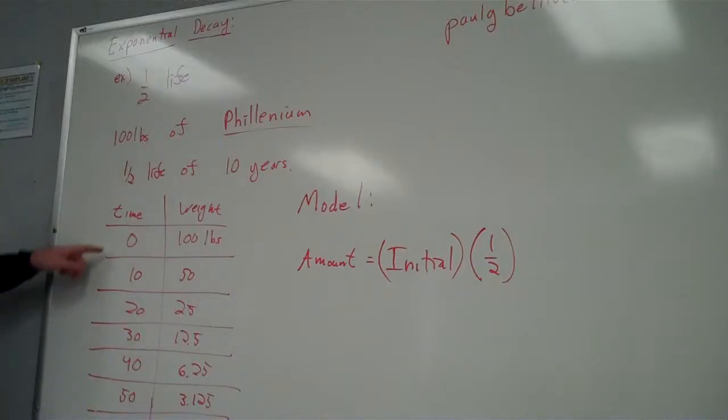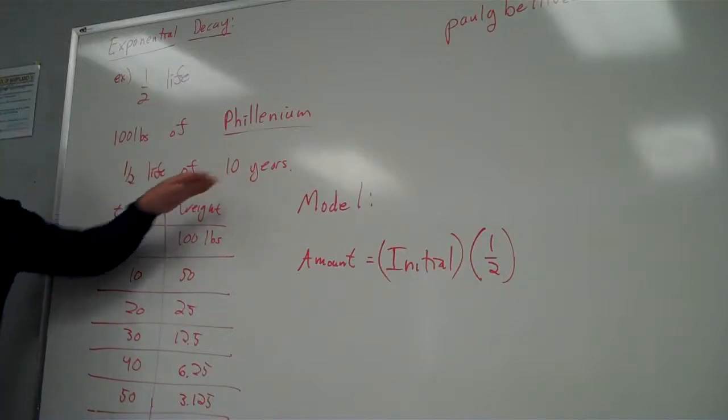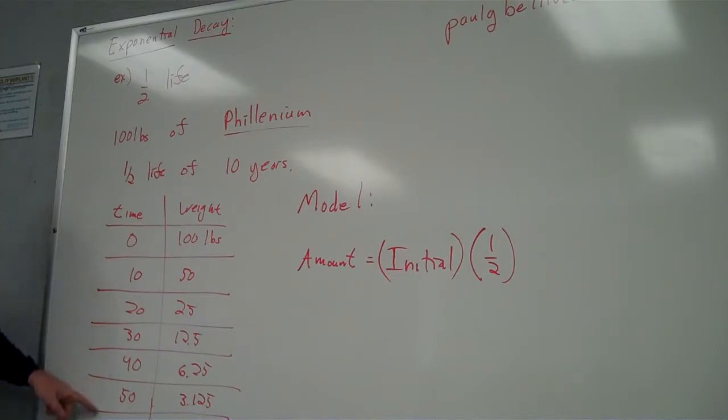100, 10 to 50, you go lower. I said it was a half-life of 10 years, so we're going up by 10 years in time each time. And each 10 years that passes, this gets cut in half, the amount. Oh, I see. Okay, never mind.